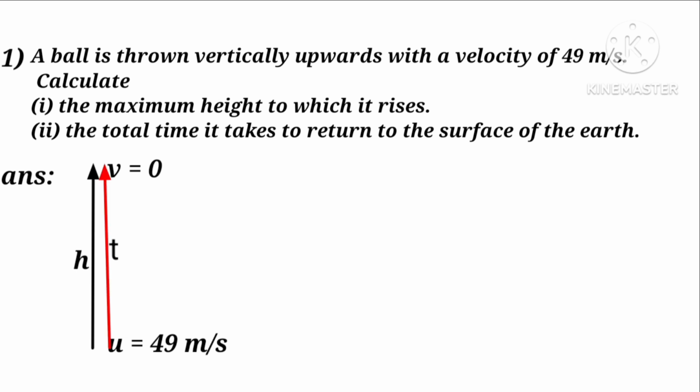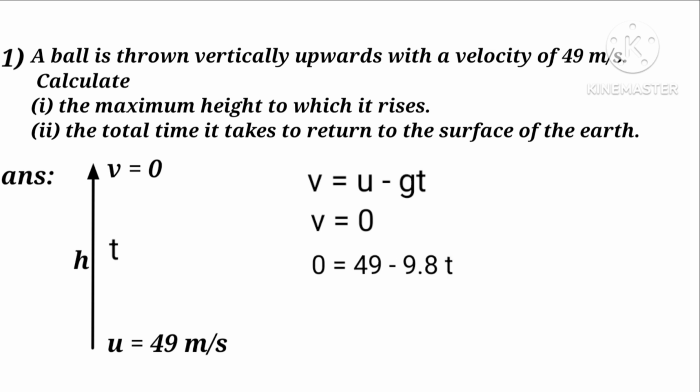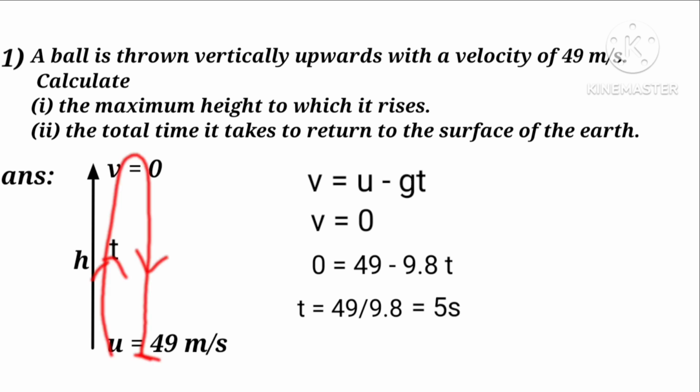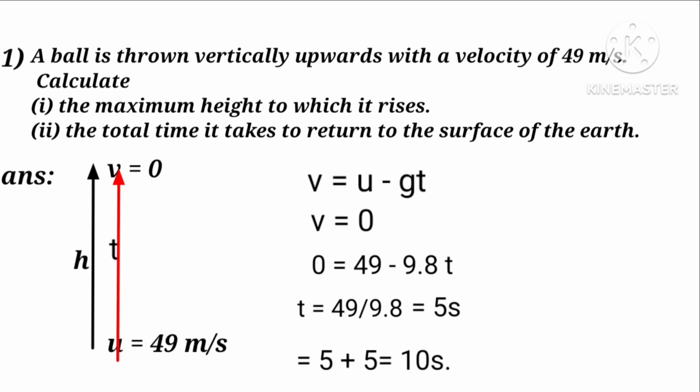Let t be the time taken to rise to the maximum height h. v equals u minus gt. Putting v equals 0 at the maximum height h and putting values, we get 0 equals 49 minus 9.8t. Therefore, t equals 49 upon 9.8 equals 5 seconds. Hence the total time taken to come back to its original position equals 5 plus 5 equals 10 seconds, because the time taken to ascend is equal to the time taken to descend.